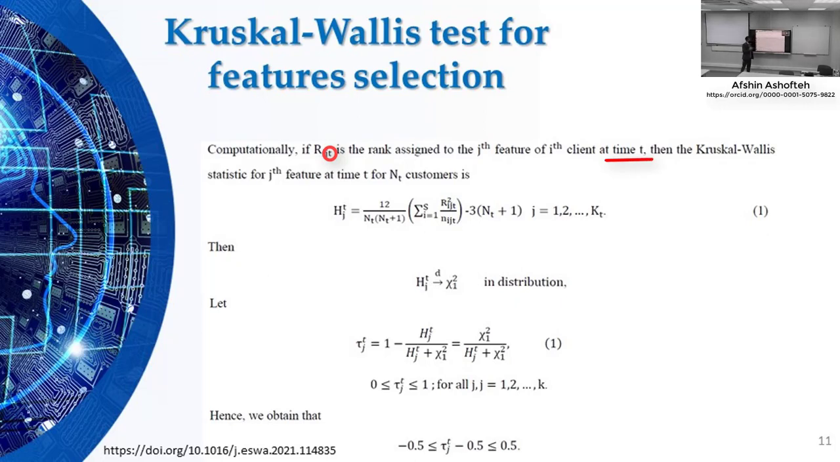So the computational procedure of the test can be considered as follows. X_ijt denotes an observation of feature j from the client i at time t. If we let n_t be the total number of credit scores, which is equal to the total number of customers at time t, then X_t will show the matrix of n_t times k_t at time t, with n_t rows as the number of clients and k_t as the number of features at time t.